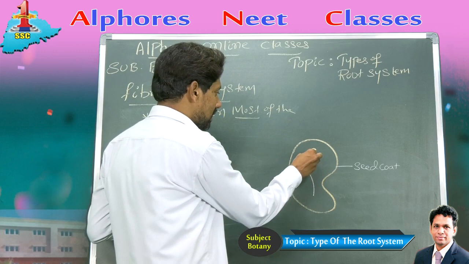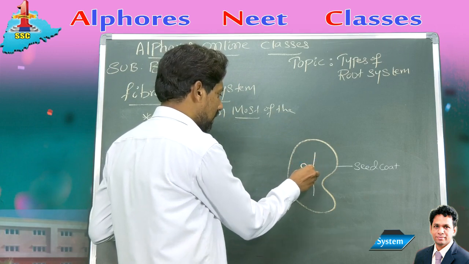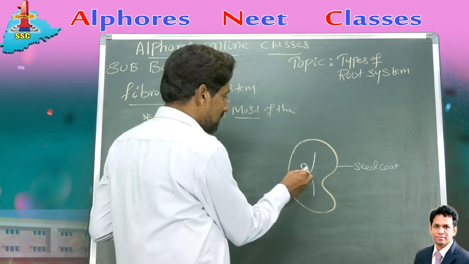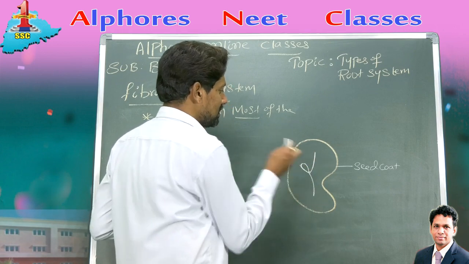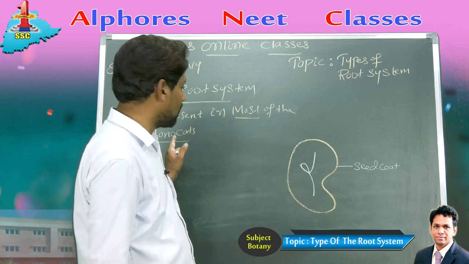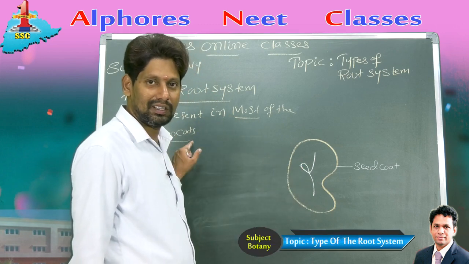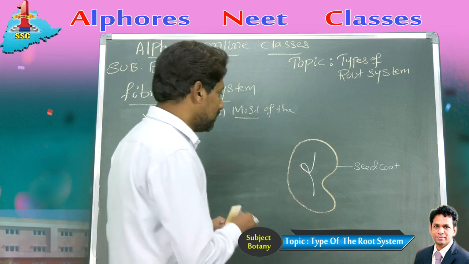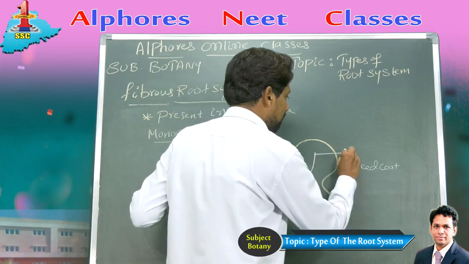This is the embryonal axis. And this is the cotyledon. Why is only one cotyledon present here? Because we are discussing monocots. Mono means one cotyledon. Therefore, these have one cotyledon.